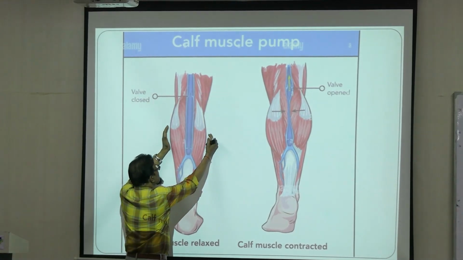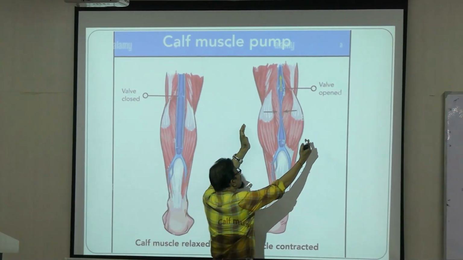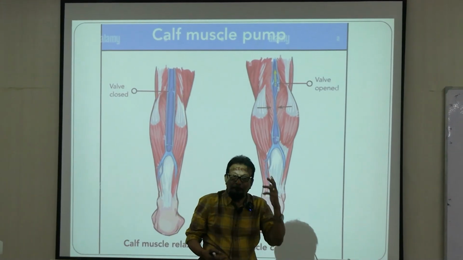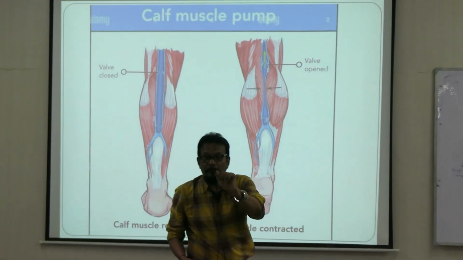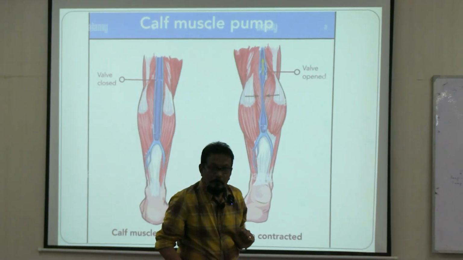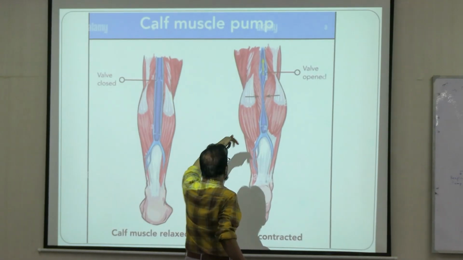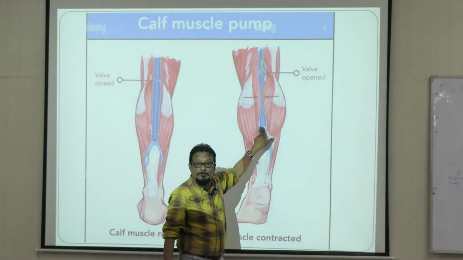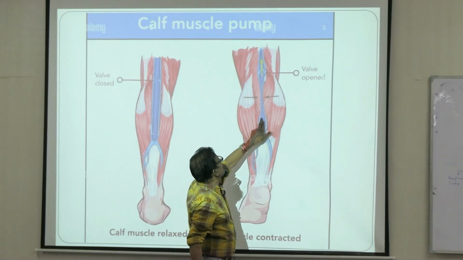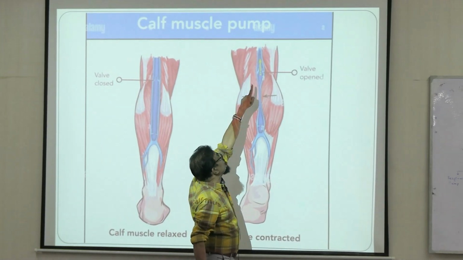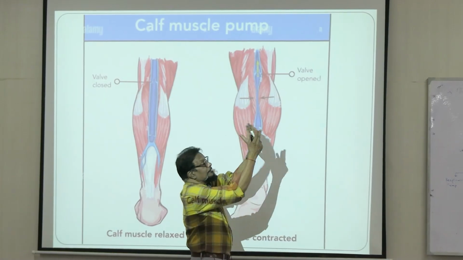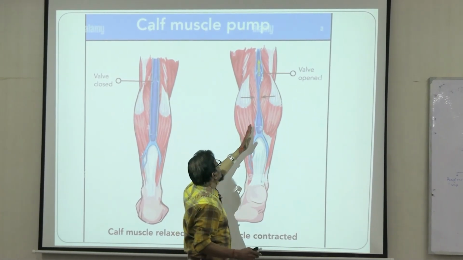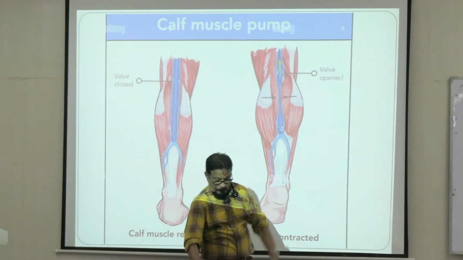Now this muscle is contracting. As a result, the blood vessel will be compressed. If the blood vessel is compressed, where will the blood go? It will try to enter this way, but the valve will be closing, so it cannot enter. Then it will move up with this pressure. Those valves will open and the blood will be moving upward.